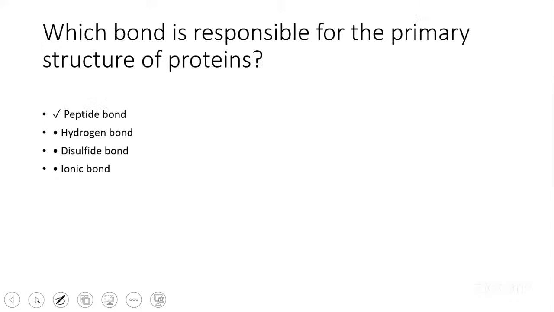Which bond is responsible for the primary structure of proteins?